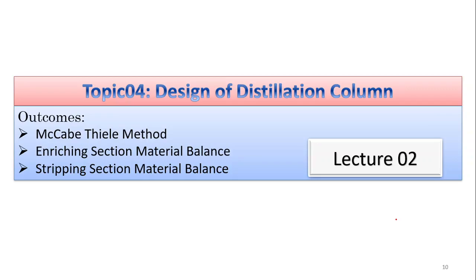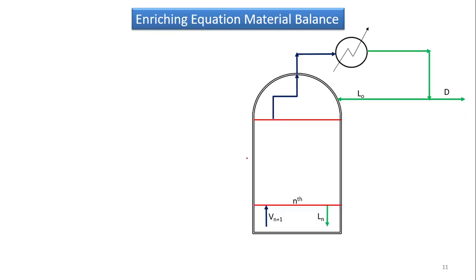So today we are going to discuss the other aspect of design of distillation column. Earlier we have discussed the McCabe-Thiele method and the assumptions. Now we are going to discuss how to carry out the material balance in the enriching section and the stripping section. So this is the objective of this lecture. Now come to the material balance concepts.